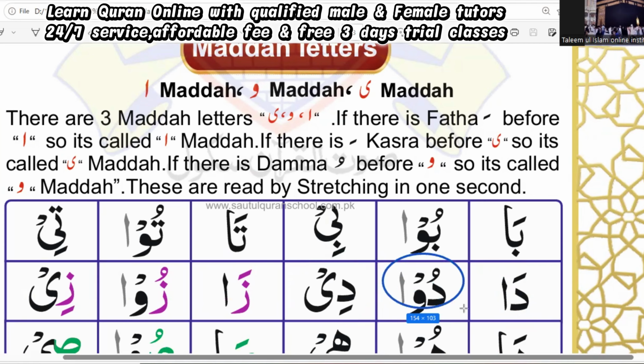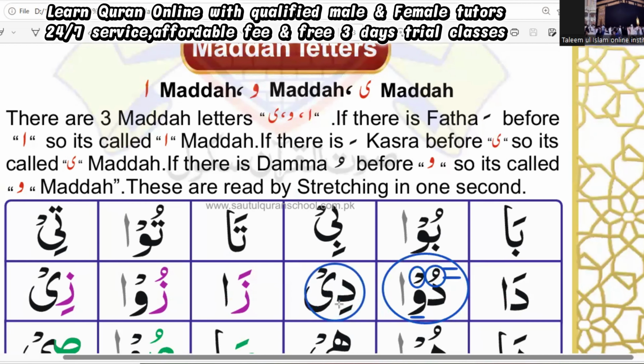The second is Waw Madda. If there is Dhamma before the Waw Sakin or Waw silent, a silent letter is called when there is a Jazam or Sukun on it. So when there is Dhamma before the Waw, that is Waw Madda. Like this one is Waw and Dhamma is before the Waw. So that will be Waw Madda.